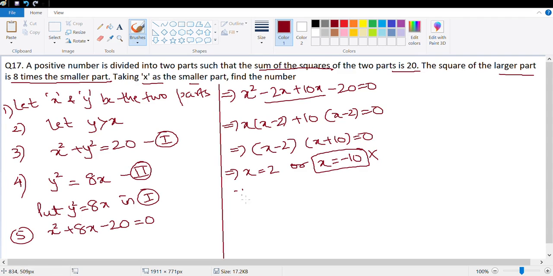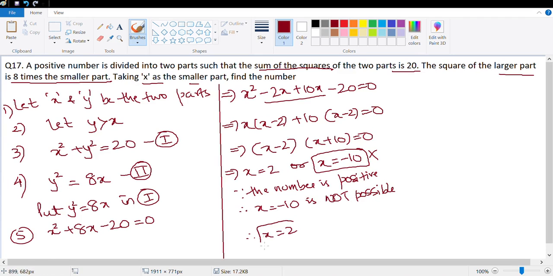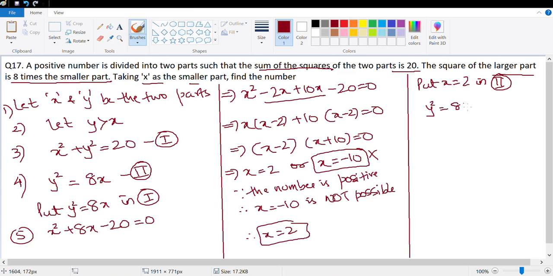Now since the number is positive, therefore x is equal to negative 10 is not possible. So the value of x then is 2. Let's read the question and figure out what they want us to calculate. They say find the number. So we need to find the second part, which is y. So put x is equal to 2 in equation 2, and what we get is y square is equal to 8 into 2, which means y square is equal to 16, which means y is equal to 4.